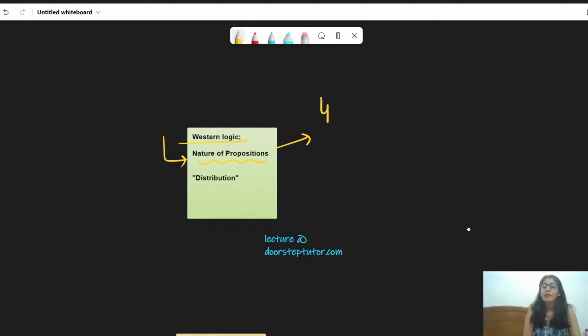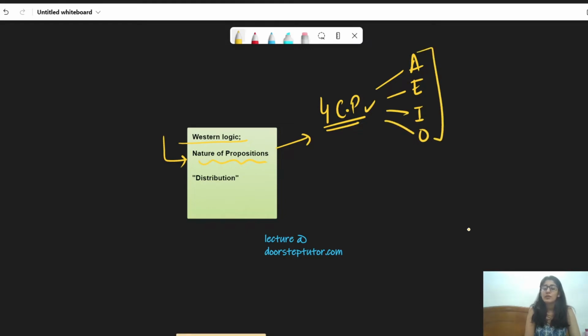For instance, what are the four kinds of categorical propositions that are discussed? So we have taken into perspective the nature of A, E, I, and O. These are the four kinds of categorical propositions. Their nature, their quantity, their quality, all of that is understood. Along with that, we also discussed the classical traditional square of opposition. So we have taken this up.